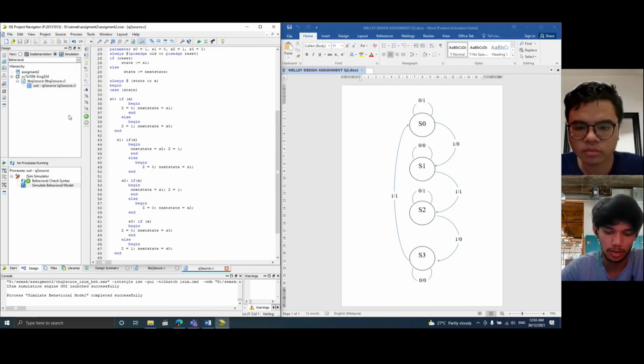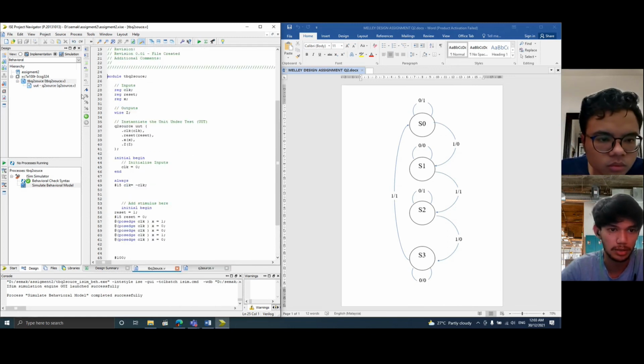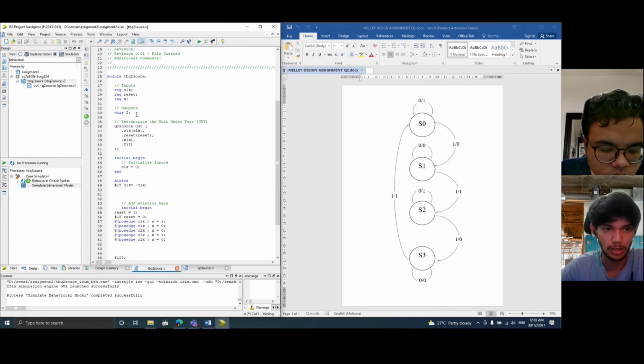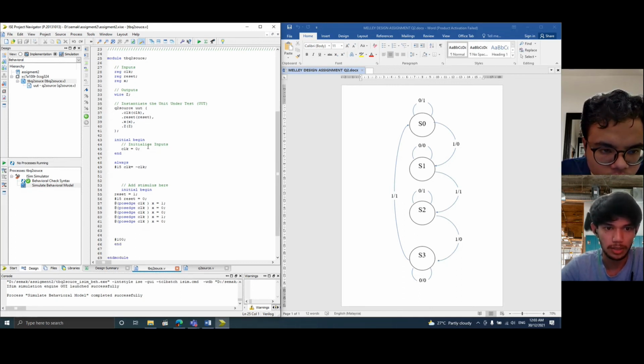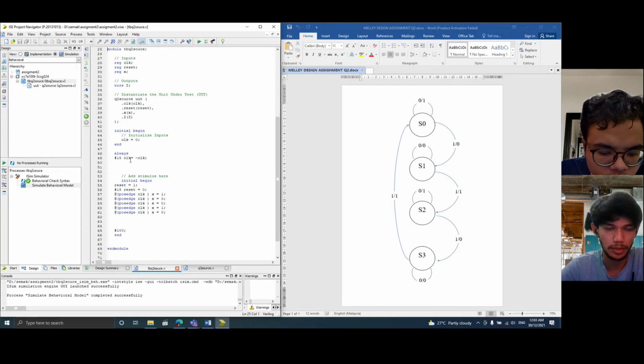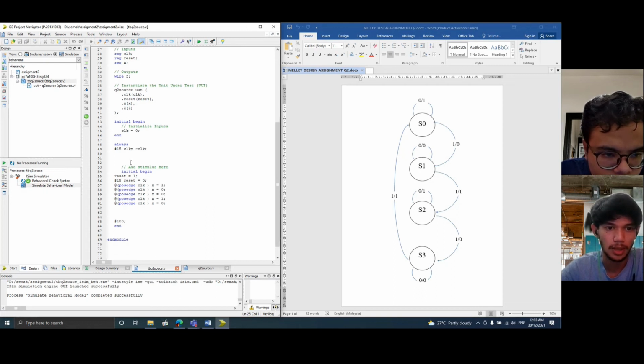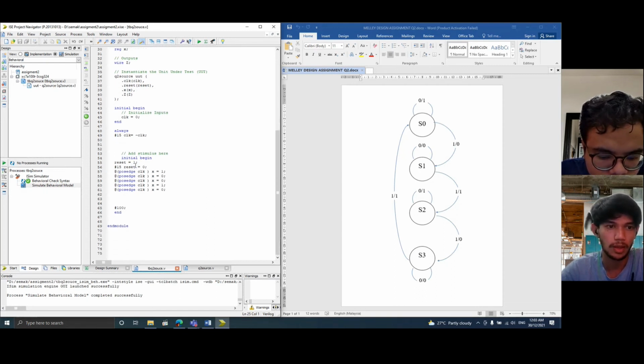This is our FSM coding and test bench. We have declared for input, register clock, register reset, and register X. For the wire output, we declare wire Z. For initialized input, we have declared the clock at 15 nanoseconds per cycle, and the input of X we have declared 10010. We run this simulation.